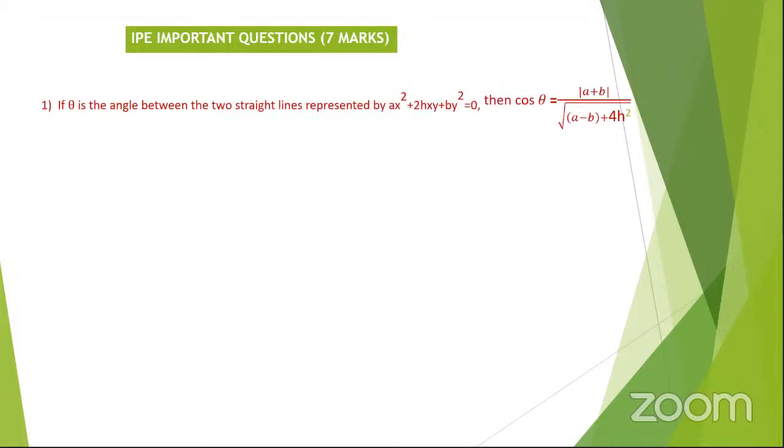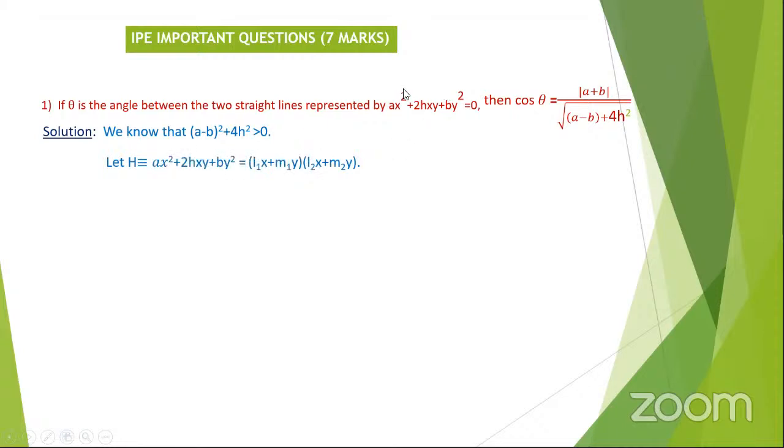If theta is the angle between two straight lines represented by ax square plus 2hxy plus by square equals 0, then cos theta equals a plus b by under root of (a minus b) square plus 4h square. We need to prove this. As this expression is in the denominator and under the root, we have to consider that at any cost we need to take it as greater than 0.